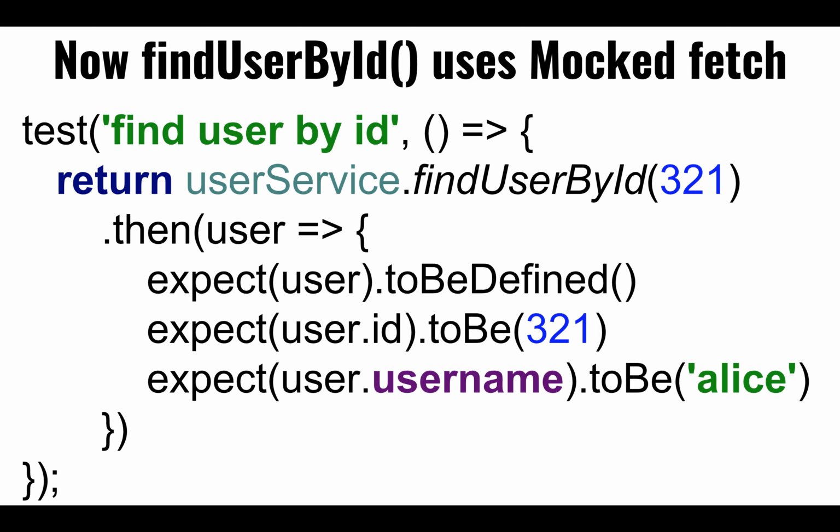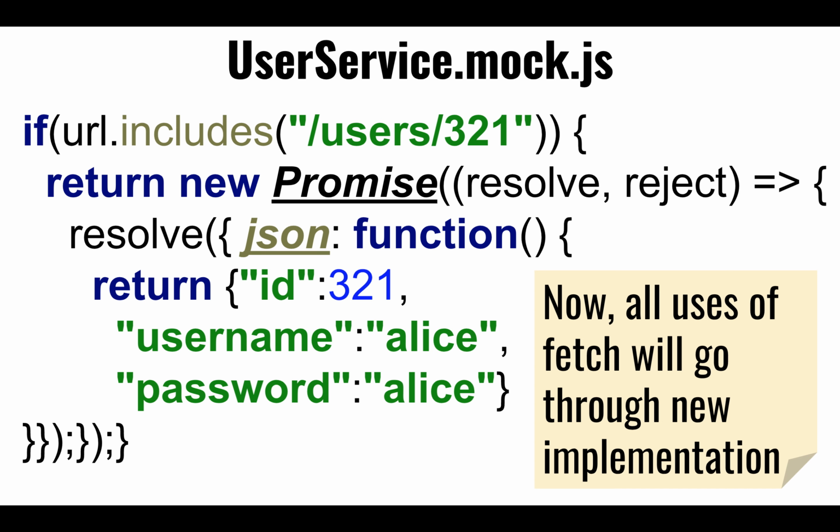And here's a test that would test the find user by ID. We can try it out. We can call userService.findUserById. That's going to call fetch. It thinks it's going to go out to HTTP localhost 8080. Instead, what it's going to get is a response object. That response object is going to have a json function. You call that json function, and that json function is going to return a single object. The single object that returns is this one: Alice, 321, and username Alice and password Alice.